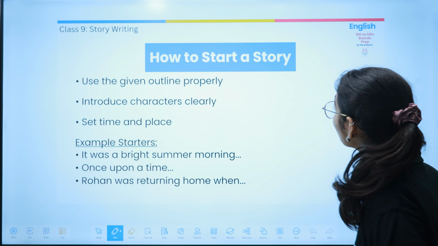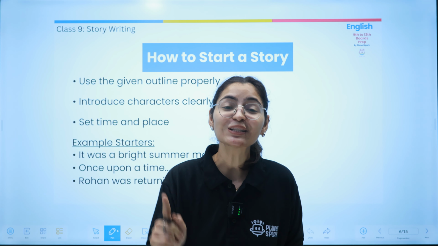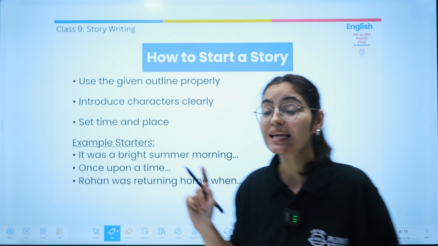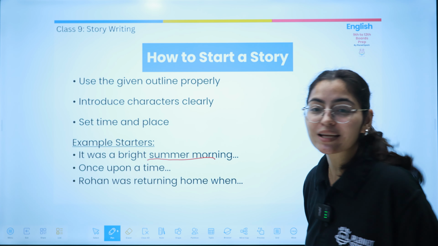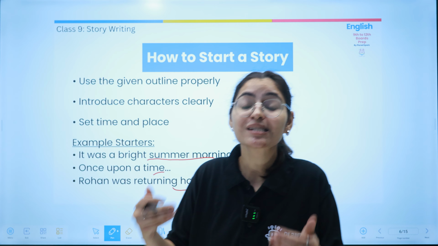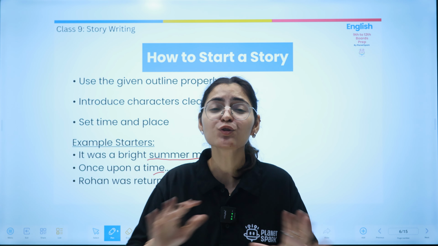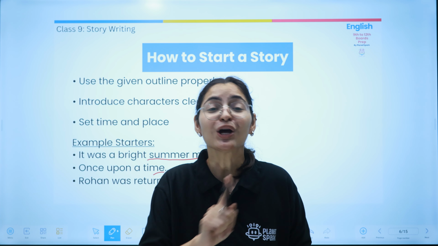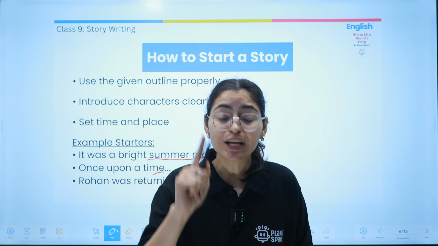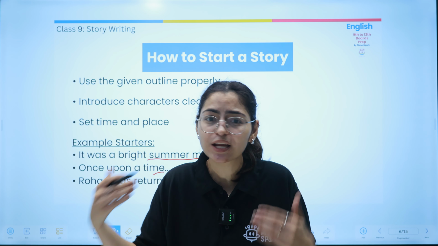Now let's talk about how to write the beginning of a story. In the beginning, clearly introduce your characters and setting. You can start with lines like, it was a bright summer morning, or once upon a time, Rohan was returning home when something unusual happened. These openings can help you smoothly enter the story. So do not start abruptly or write incomplete sentences. Your introduction should gently lead the reader into the situation, into the story.